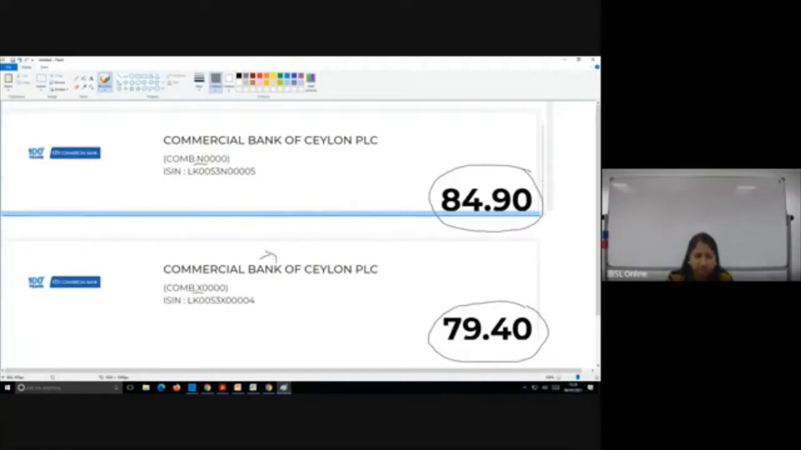This is the non-voting ordinary share of commercial bank. So here you have ownership, but do you have control over that company? Let's say you bought a non-voting share of commercial bank. You are one of the owners of commercial bank. But can you go to the share meeting and vote on the company's decisions? No. You are unable to control how the bank works.